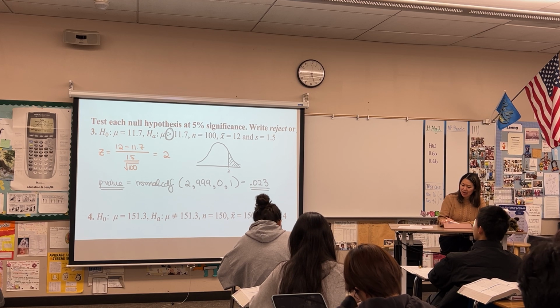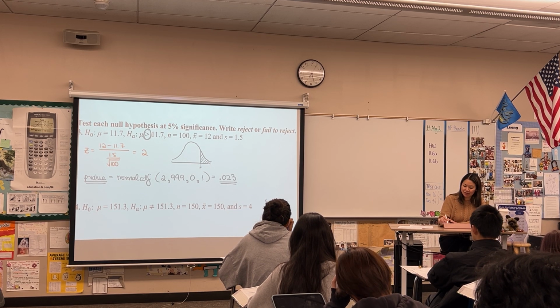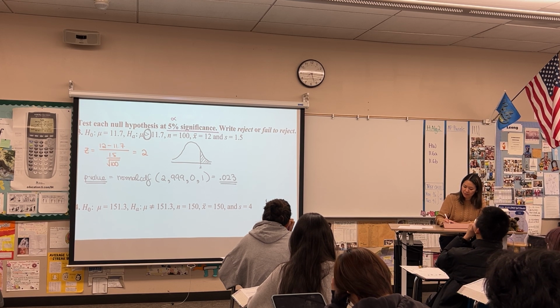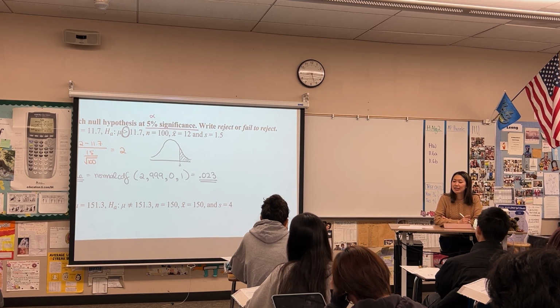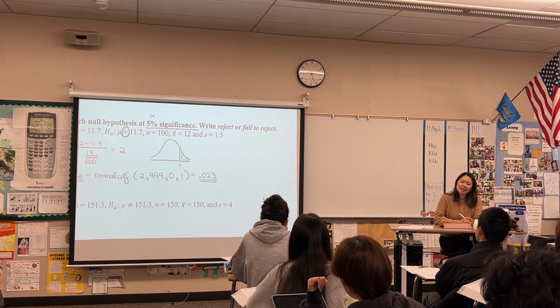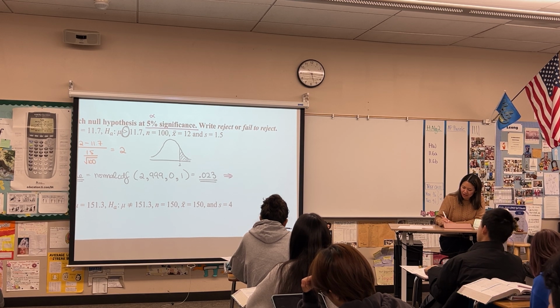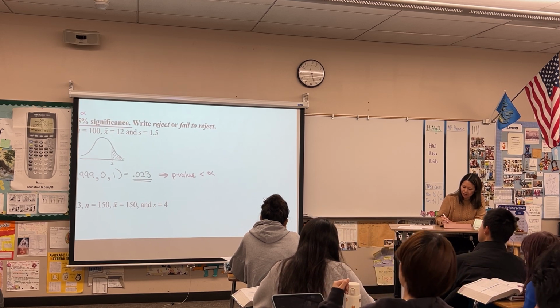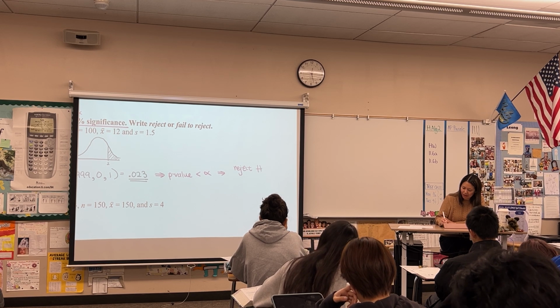Okay. All right, and then the last thing then is to compare it with your significance level. All right, so your significance level here is 5%. Your p-value is 0.023. So your p-value is less than or greater than? Less than. So do you end up failing to reject or reject? Reject. All right, so since this p-value is less than your alpha, you are going to reject your null hypothesis.